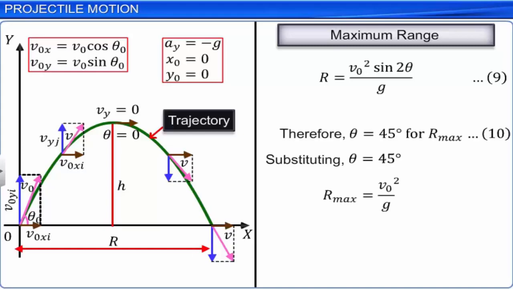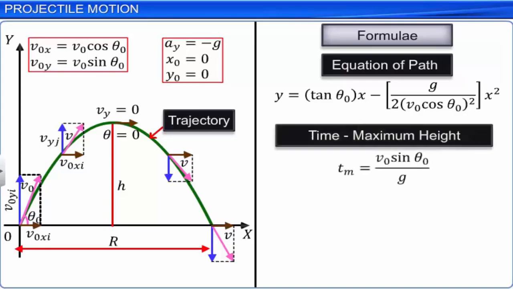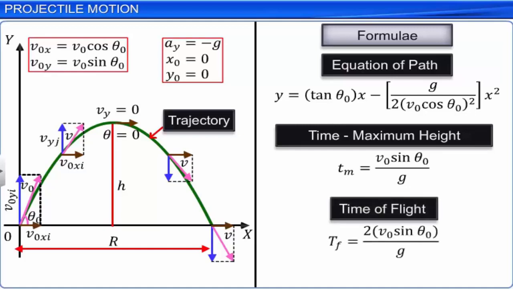The equation of the path for the projectile: y is equal to tan theta 0 into x minus g divided by 2 into v0 cos theta 0 square into x square. Time taken for the projectile to attain maximum height: Tm is equal to v0 sin theta 0 by g. The time of flight of the projectile: Tf is equal to 2v0 sin theta 0 by g. The maximum height attained by the projectile: H is equal to v0 sin theta 0 square divided by 2g.